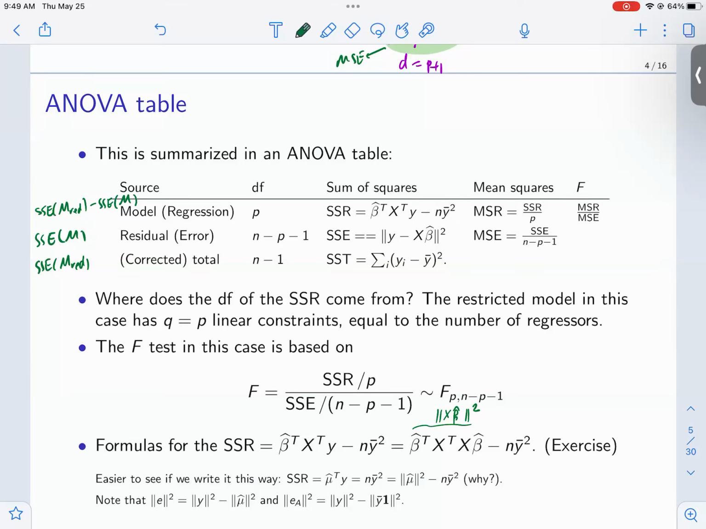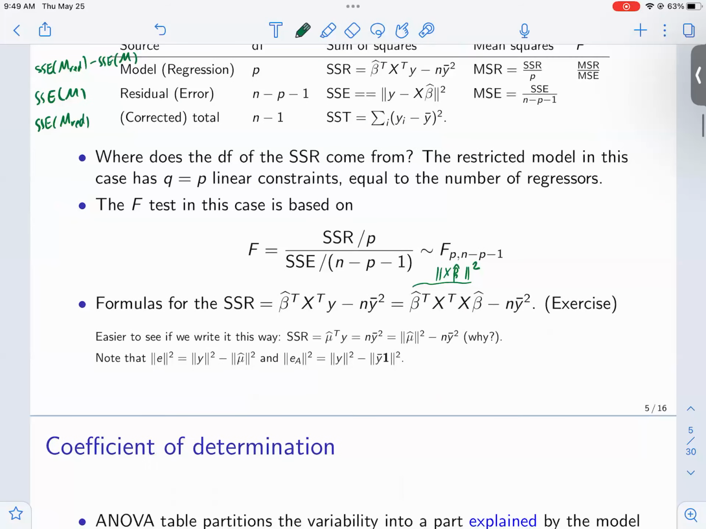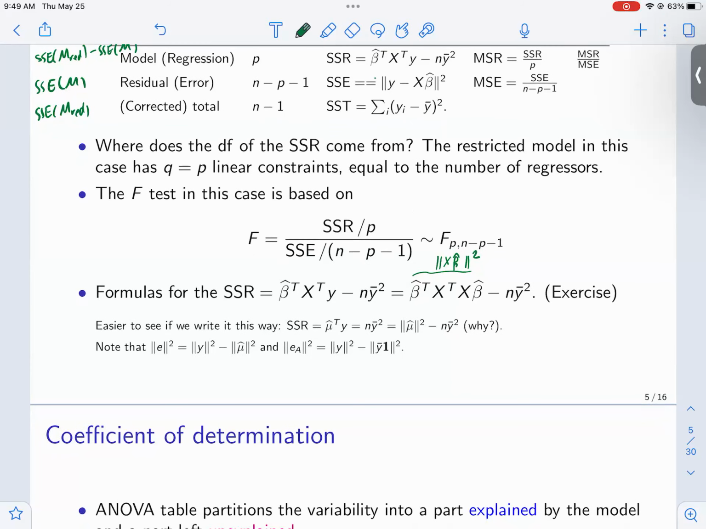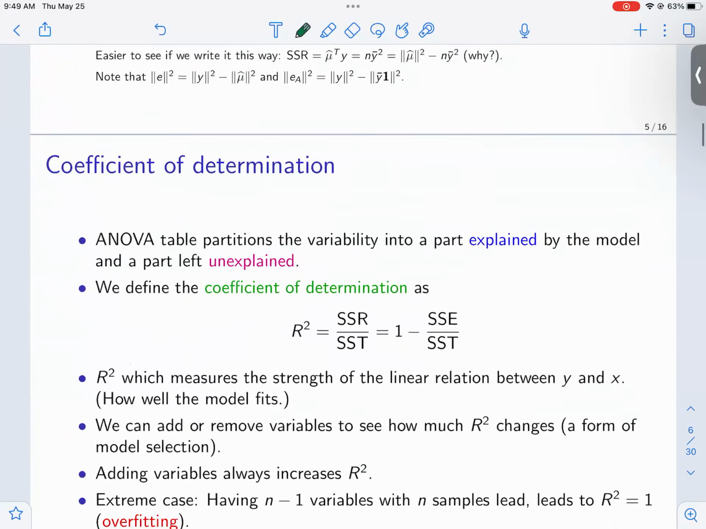So this is the additional sum of squares. This is the SSE of the bigger model, which is smaller. And if you add them up, you get the SSE of the reduced model, which in this case is the SSE. So it's just a way of writing things. I'm not particularly a fan, so I'm not going to spend too much time on this. Okay. Any other questions?